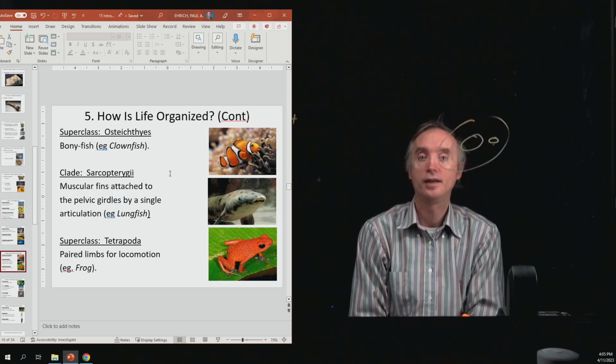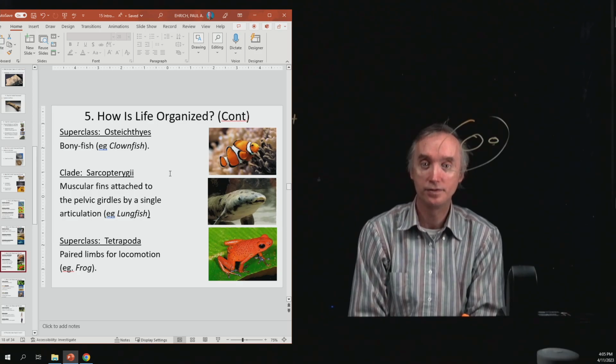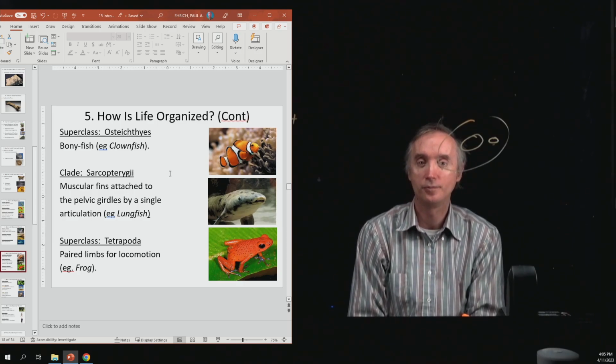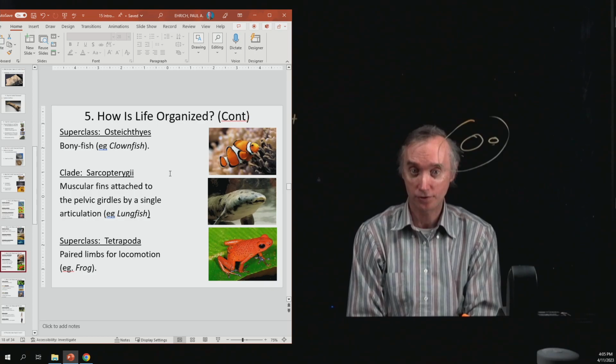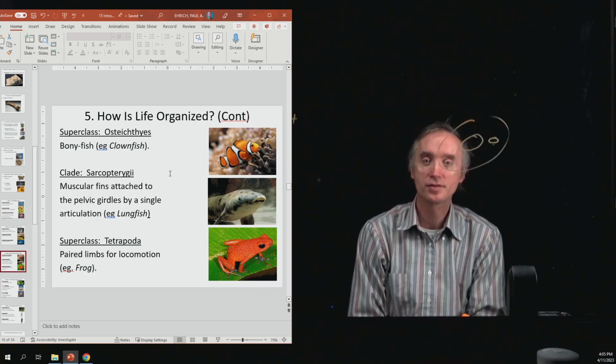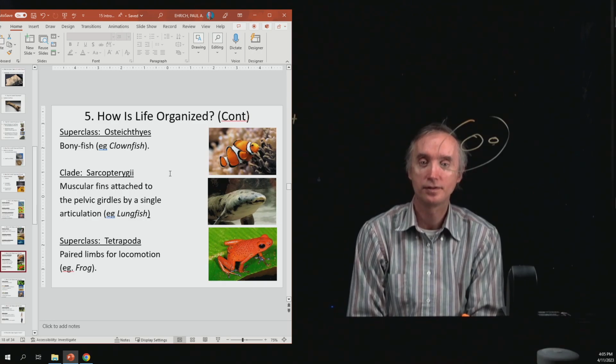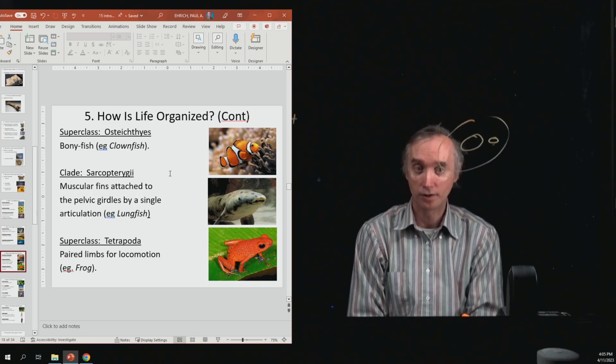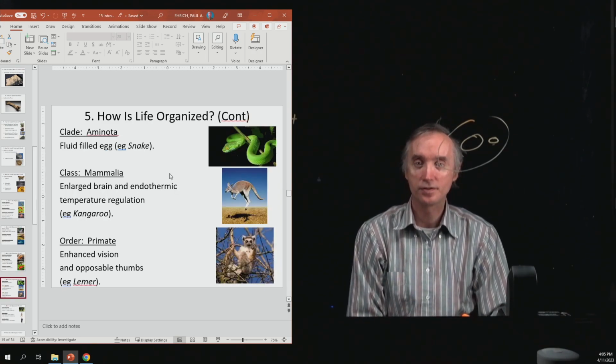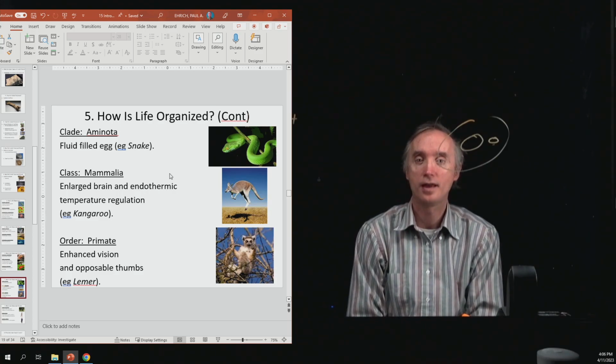Then inside this superclass, you've got clades, and this one is Sarcopterygii. These have muscular fins attached to the pelvic girdle by a single articulation. An example of this would be a lungfish. Then in this clade is a superclass, tetrapods. This tetrapod has paired limbs for locomotion. An example of this would be a frog. So in this superclass is the clade Amniota.